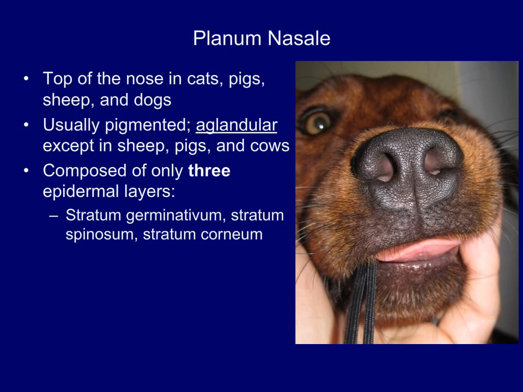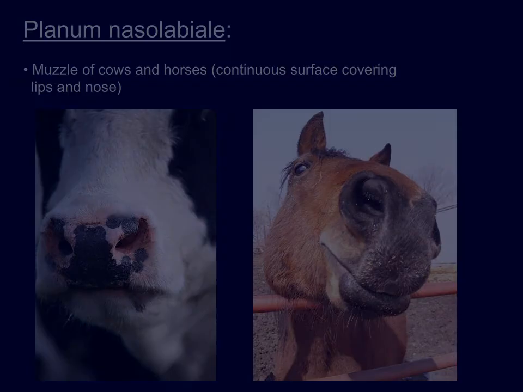Another modification of the skin that we see in pigs, dogs, cats, and sheep is something called the planum nasale, and this is basically the skin that's covering the nose. Now, just like the skin on the surfaces of the feet, it is pigmented, but here it consists of only three layers instead of the five that we see in the paw pads. Another important difference between the paw pads and the planum nasale is that the planum nasale is usually aglandular, that is, it doesn't contain sweat glands or sebaceous glands.